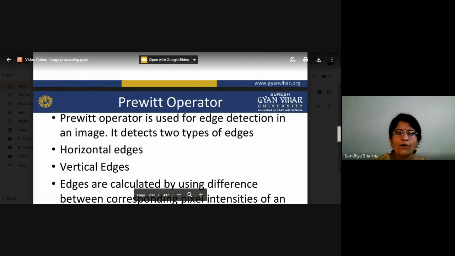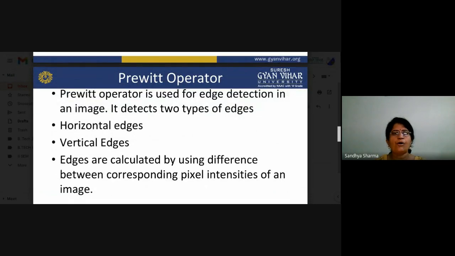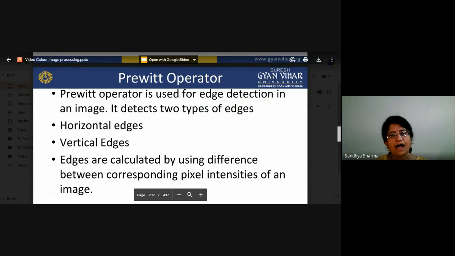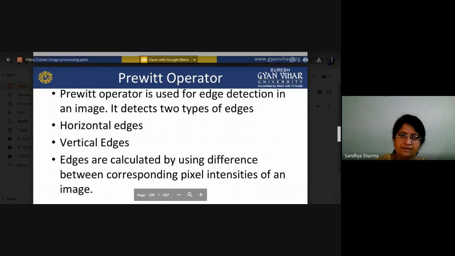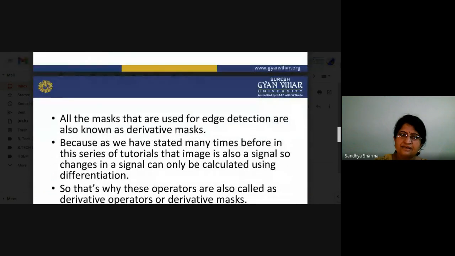The second one is the Prewitt operator. The Prewitt operator is used for edge detection in an image. It detects two types of edges, horizontal edges and vertical edges. Edges are calculated by using the difference between corresponding pixel intensities of an image. So we have to calculate the difference between the pixel intensities. We can find edges by the difference of pixel intensity.